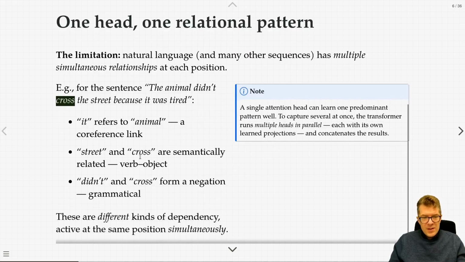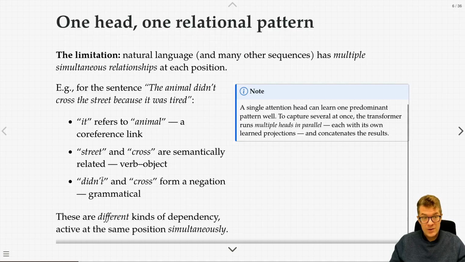Another form of attention might be negation. So we have this "didn't," like "the animal did not cross the street." This is a whole other topic of natural language processing. It may not be the deepest of topics, but it's relatively deep. Sometimes we need to change the semantics of parts of a sentence. How do we do that?